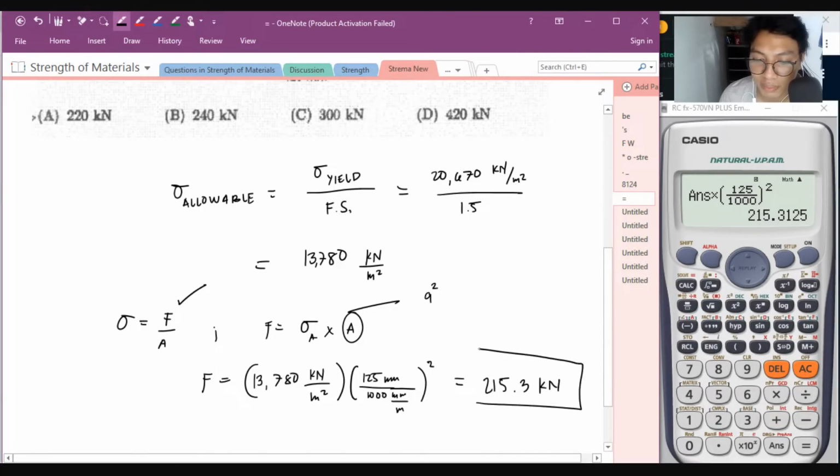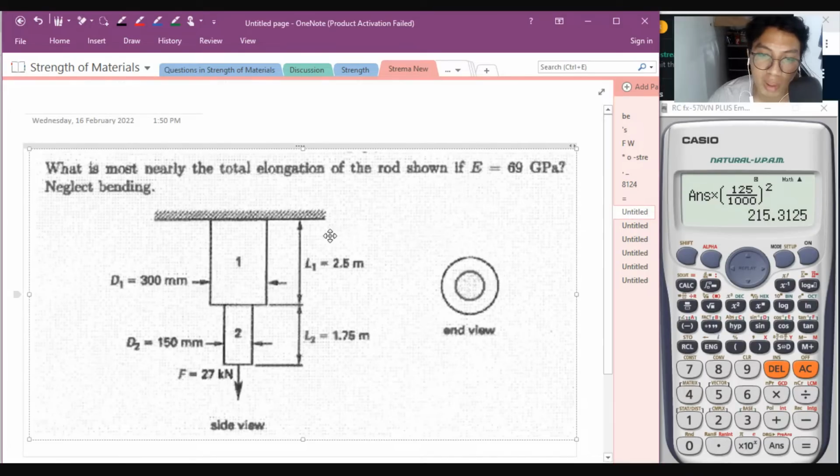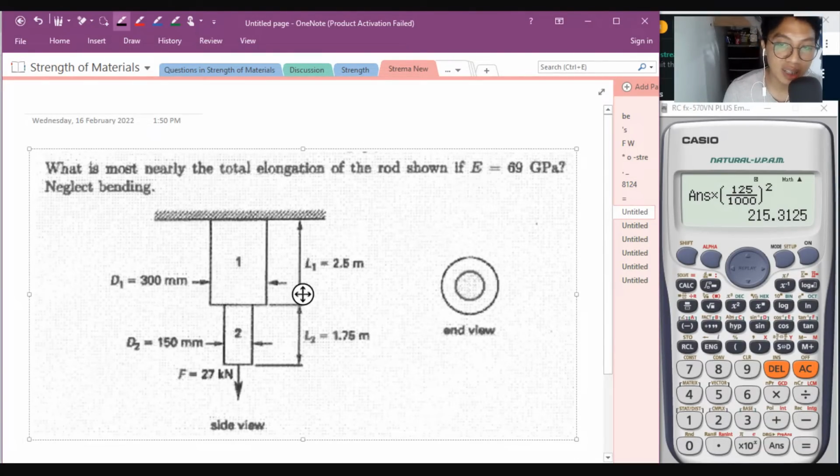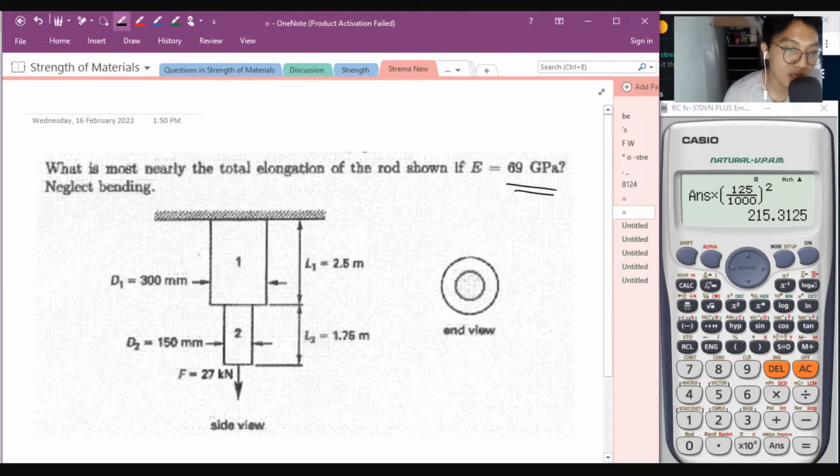Very basic. Next one. Yan, mukbangin natin lahat ng problems dito, hanggang sa magsawa kayo. Meron tayong 2 bar. Mahirap daw to. Actually, hindi nga. Hindi mahirap to. What is most nearly the total elongation of the rod shown? If E is equal to 69 GPa, ibig sabihin they are the same. 69 GPa, close yan. Pagpalagay natin, this is aluminum 2.